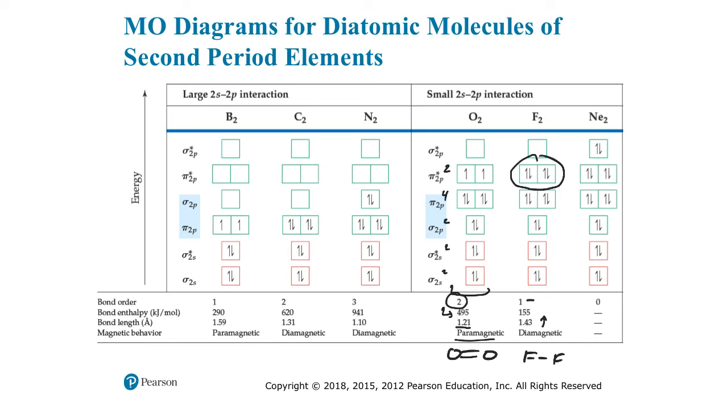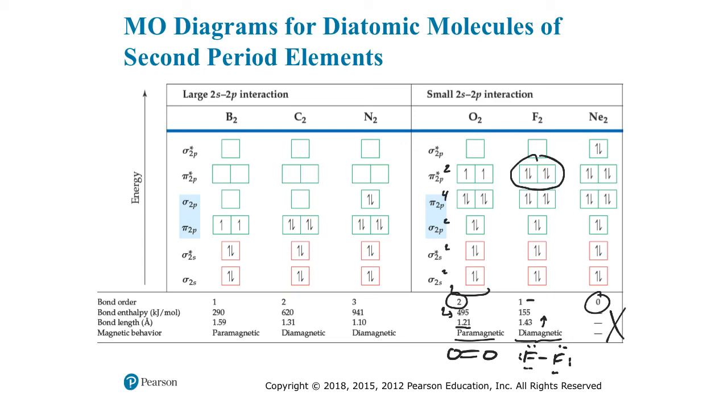Now, no unpaired electrons for F2, so our normal lone pairs make total sense for F2. So it's a diamagnetic molecule. Ne2 should not exist because there's no bond here. So we don't get a bond strength or bond length because there's no bond that forms for neon.